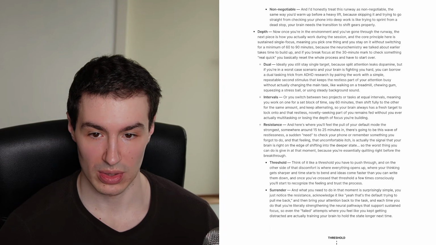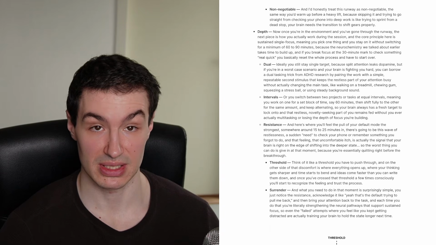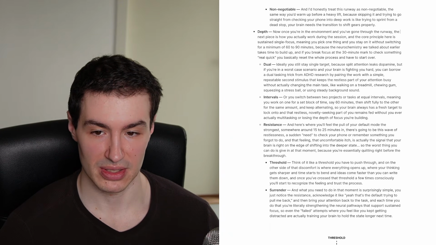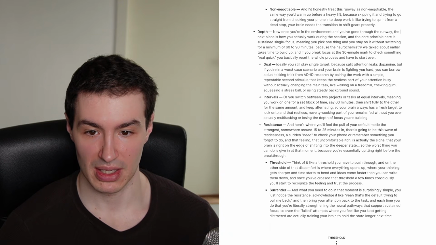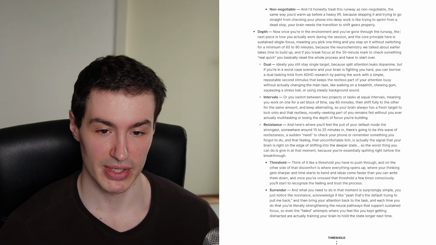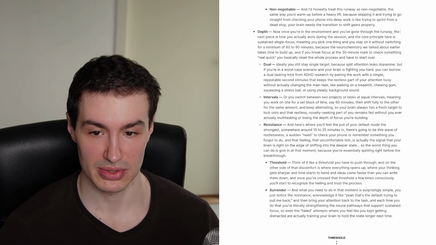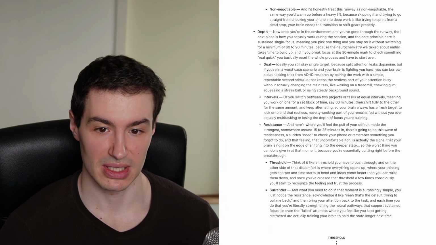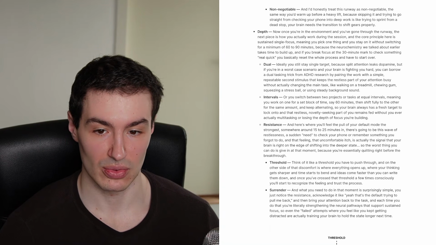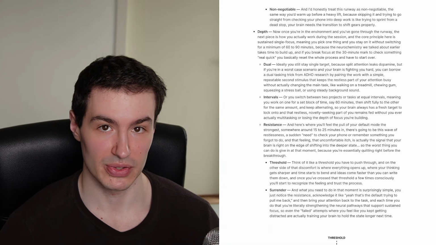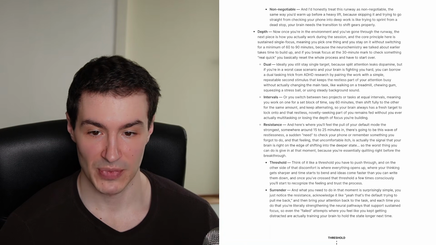Now, there's another variation here where you switch between two projects or tasks at equal intervals, meaning you work on one for a set block of time, say 60 minutes, and then you shift fully to the other for the same amount of time and keep alternating. So your brain always has a fresh target to lock onto, and that restless novelty-seeking part of you remains fed without you ever actually multitasking or losing the depth of focus you're building, because it's the same two tasks.